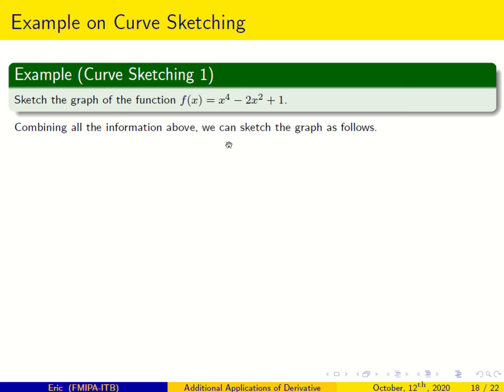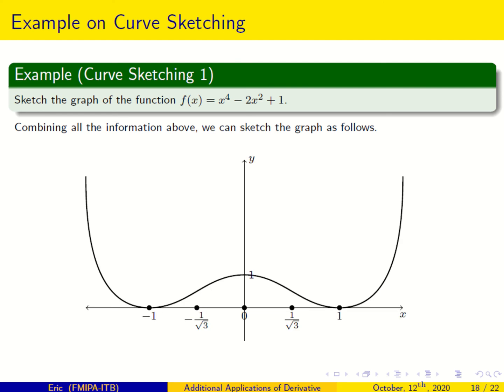Combining all the information above, we can sketch the graph as follows. So this is decreasing, increasing, decreasing, increasing. What about the concavity? It is concave upward at this point, concave downward at this point, and concave upward at this interval. You can check by yourself.